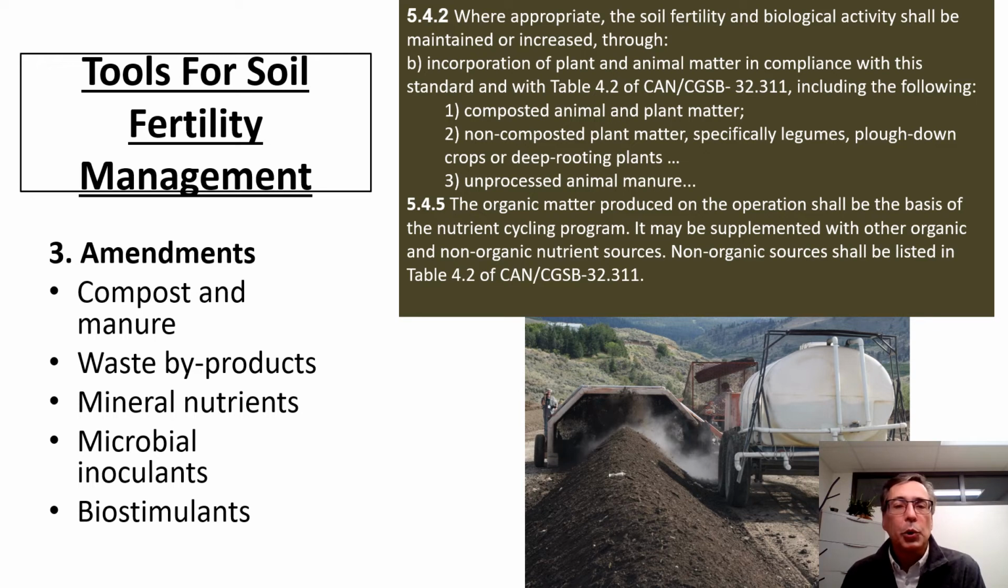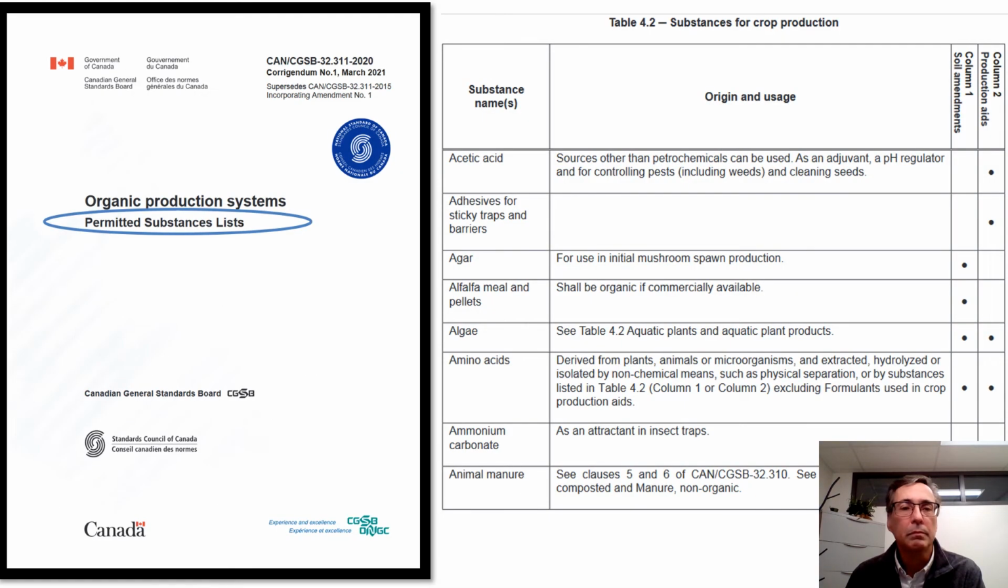But you still might be short of nutrients, and so you might be looking for other sources of nutrients, and this is when you start relying on other soil amendments. So you might use compost or manure or other waste byproducts such as fish waste. You might also supplement with mineral nutrients and microbial inoculants, and perhaps even use biological stimulants to enhance rooting and nutrient uptake.